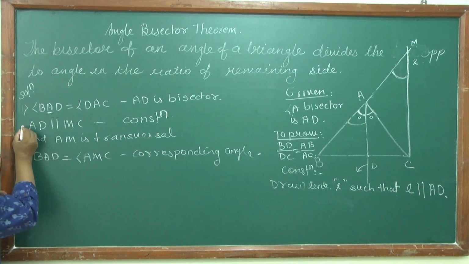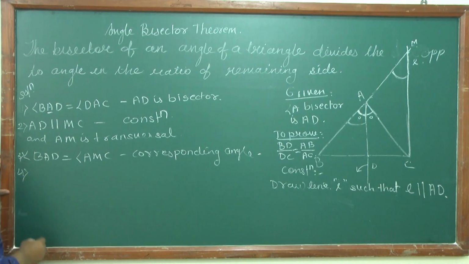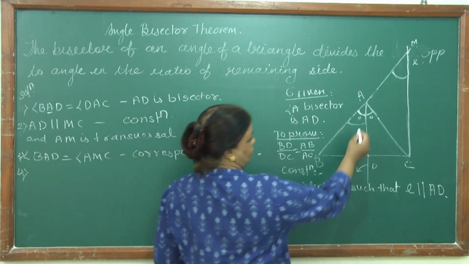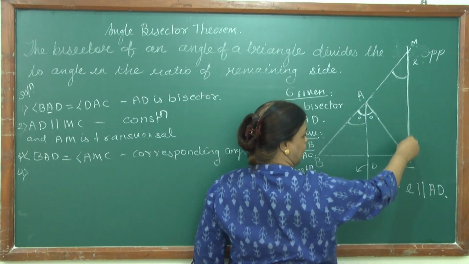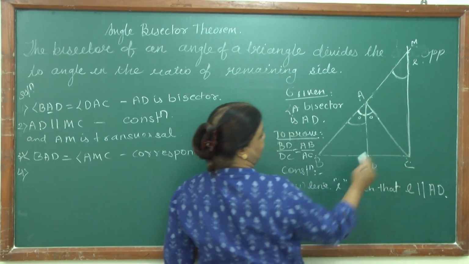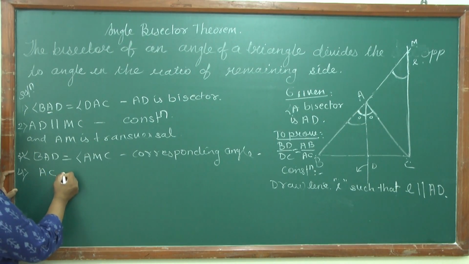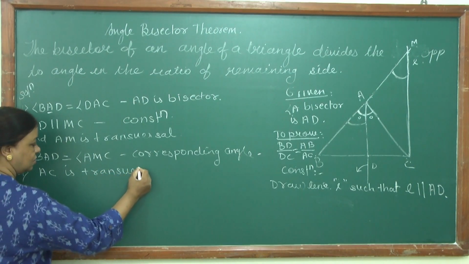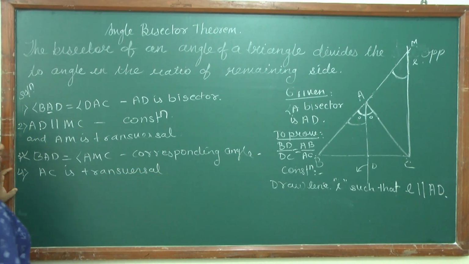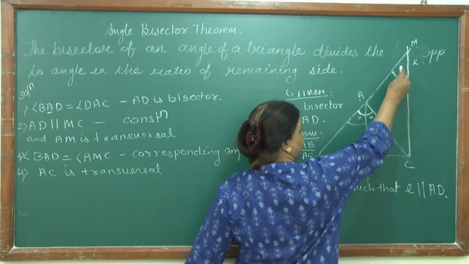This is second statement and this is third statement. Now fourth. When AD is parallel to MC and AC is a transversal. Now what are we going to take? AC is transversal. See children, now AC is transversal and AD is parallel to MC.